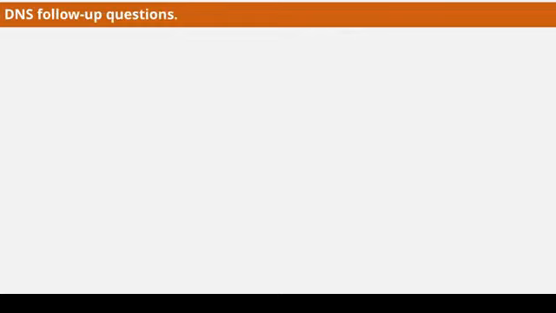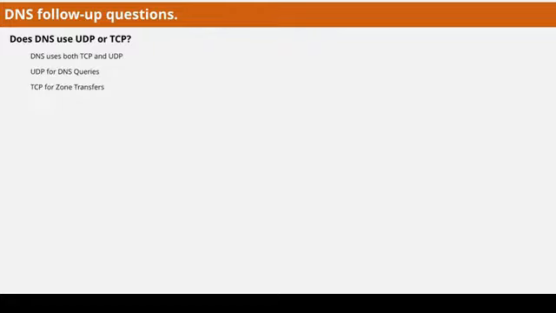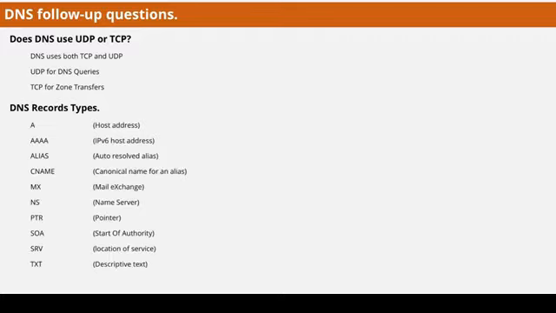There are certain follow-up questions on DNS, like, does DNS use TCP or UDP? DNS uses both TCP and UDP. The UDP version is used by DNS queries and TCP is used for zone transfers. Explain different DNS record types. Here are the frequently used DNS record types. It's good to remember at least a couple of them.